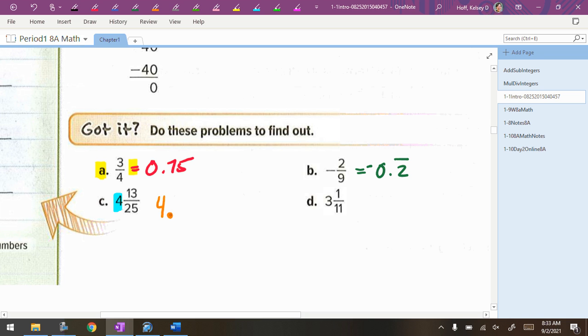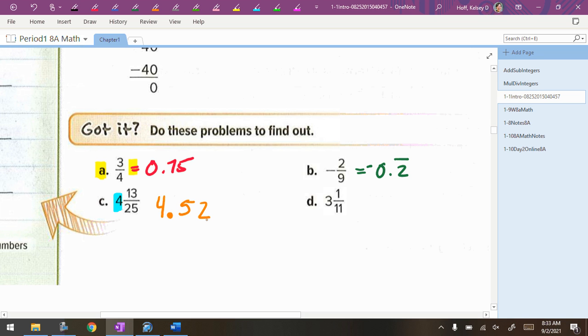Courtney? What'd you get? Oh, I got 0.52. So you wrote it like that? Yes? 4.52. So your calculator said 0.52, right? But that 4 out front replaces that 0. So on a mixed number, don't panic.